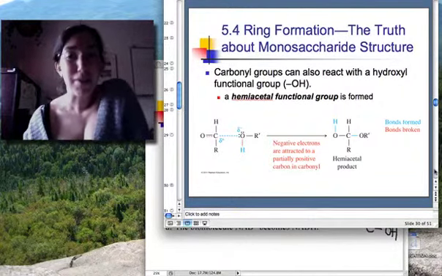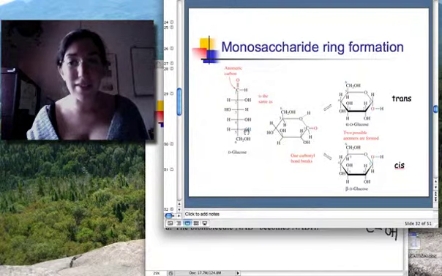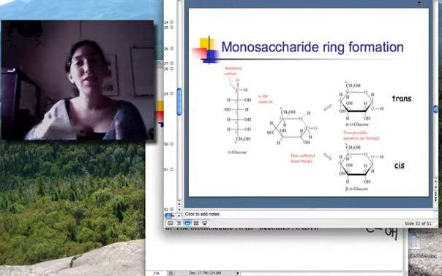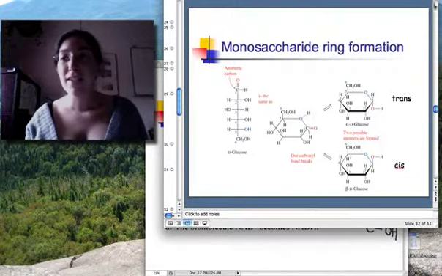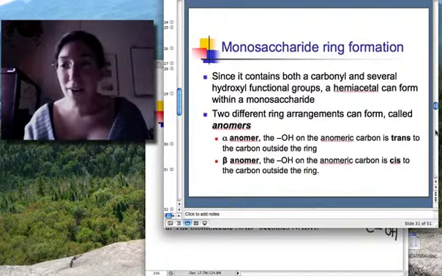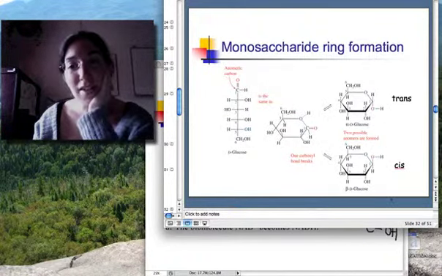how can I show this picture? Here we go. Okay, so a hemiacetal ring, so this carbon can attack this alcohol group down here. It can attack it from this way, from the bottom, or it can attack it from the top. Okay, it can attack it from one direction or the other, and depending on which direction it attacks it from, it causes that alcohol group that forms to be either on the top or on the bottom.